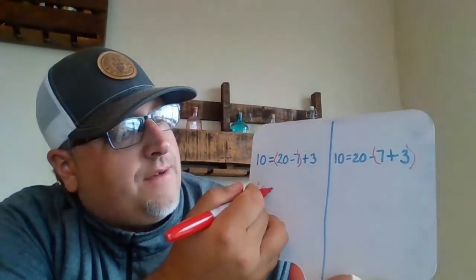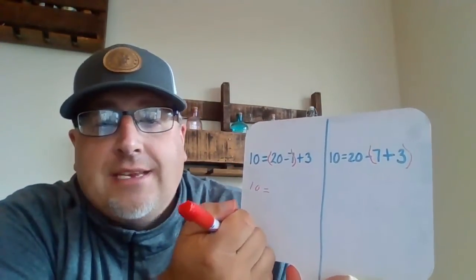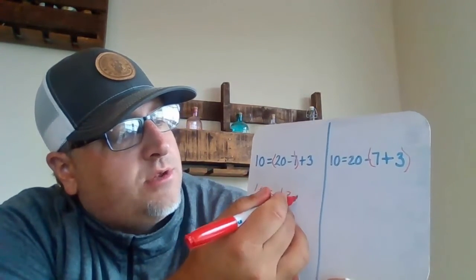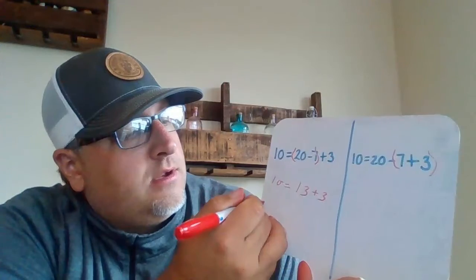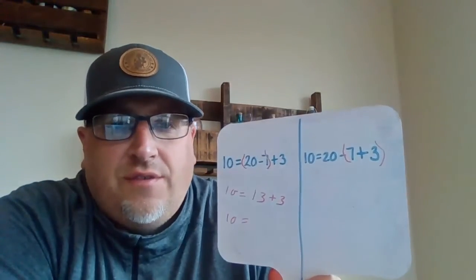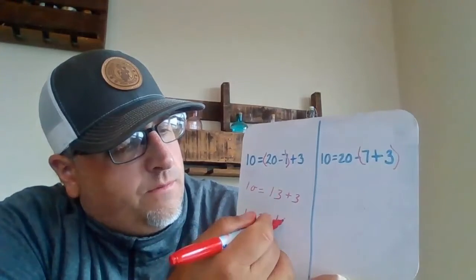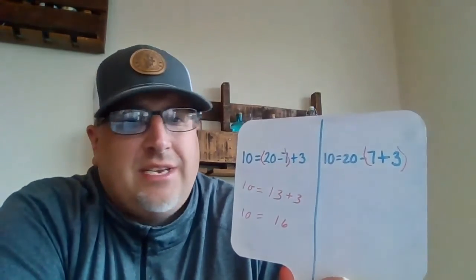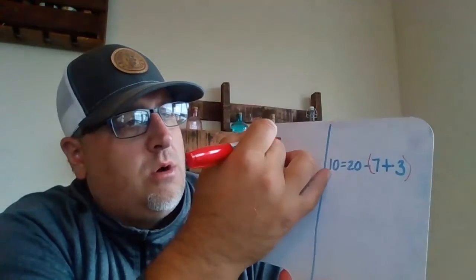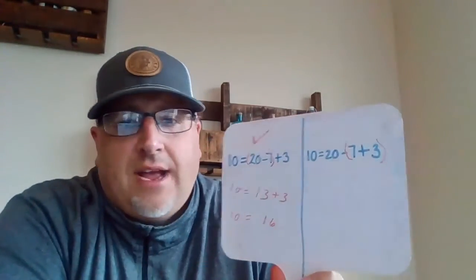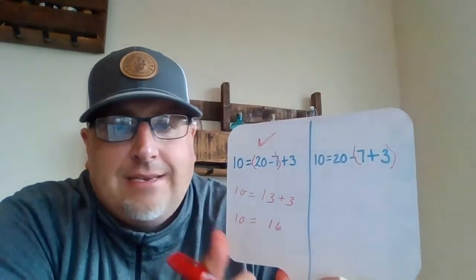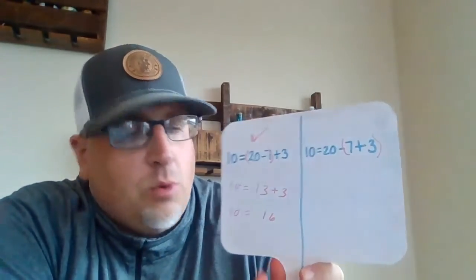10 equals, let's solve that, parentheses 20 minus 7 gives us 13. Plus 3. See, so we got 10 equals 13 plus 3, 13, 14, 15, 16. Okay, 10 equals 16. Is that correct? No, it's not. So is this statement going to work? No. Put a check mark up there. That statement is not going to work. Okay, remember it's got to be equal on both sides. You got 16 here and 10 here. It's not going to work.